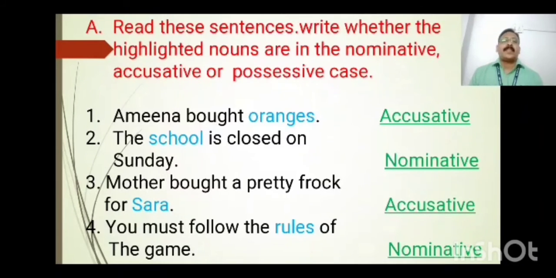First, bit number A: read the sentence and write whether the highlighted nouns are in the nominative case, accusative case or possessive case. This means the sentence is given and highlighted words are also given there. You have to find out whether those nouns in that particular sentence are in objective case, nominative case or possessive case. So we'll start with question number 1.